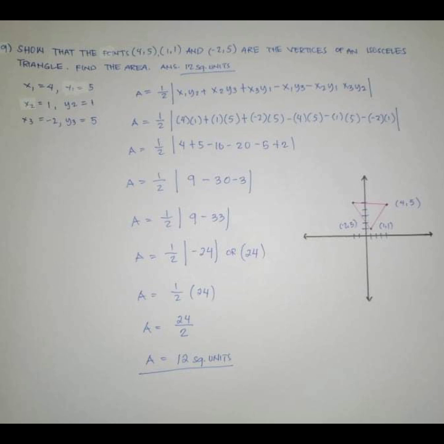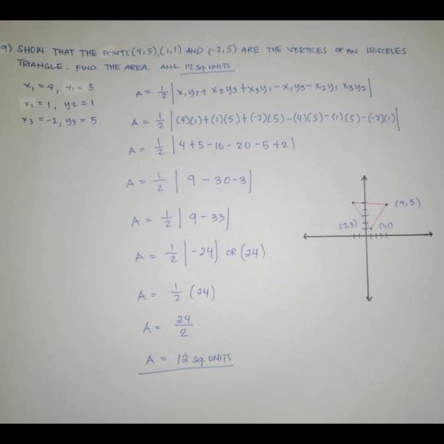So we have the formula of area is equal to 1/2 times x sub 1 y sub 2 plus x sub 2 y sub 3 plus x sub 3 y sub 1 minus x sub 1 y sub 3 minus x sub 2 y sub 1 minus x sub 3 y sub 2. So we have area of 1/2 times 4 times 1 plus 1 times 5 plus negative 2 times 5 minus 4 times 5 minus 1 times 5 minus negative 2 times 1.